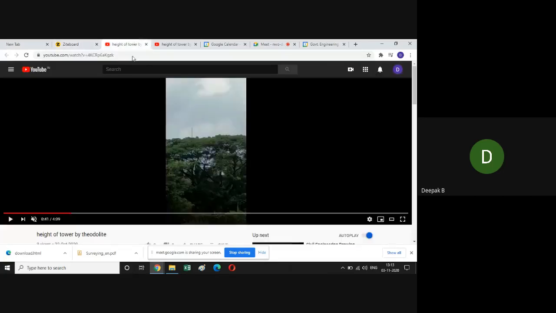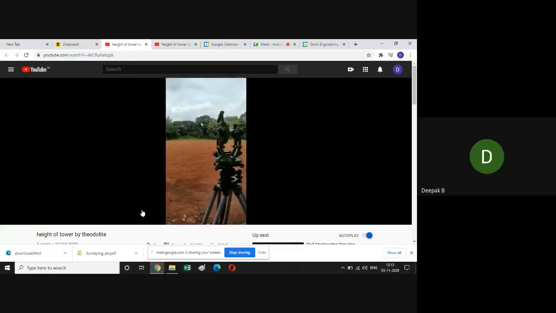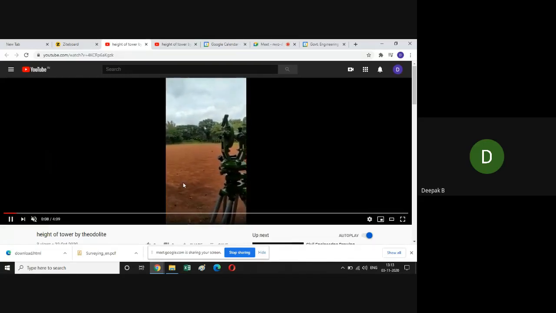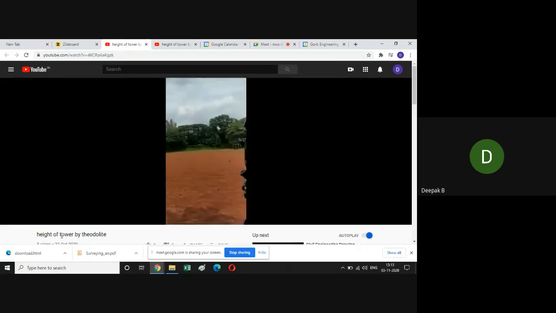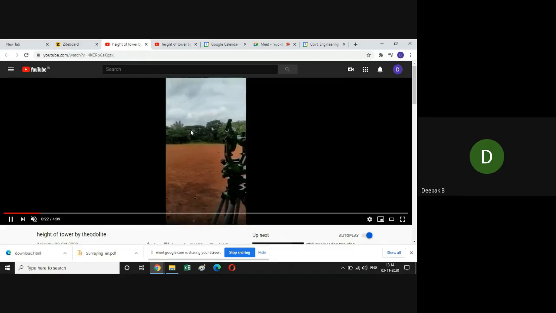Now we'll go to this video. Okay, so this is the edge of the hockey ground. Here, this is the point A. Okay, station A, and from here he can view the top of the radio tower. It is quite far away, but with the use of the telescope we can actually sight the top of the radio tower.